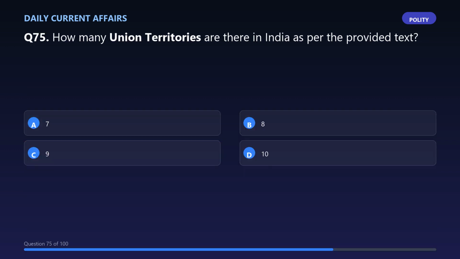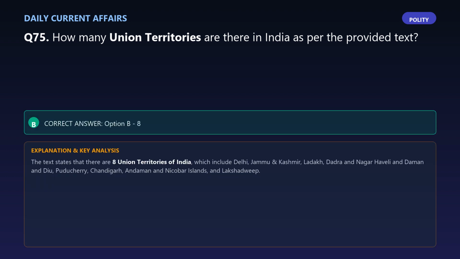Question 75. How many union territories are there in India as per the provided text? The correct answer is option B, 8. Explanation: the text states that there are 8 union territories of India, which include Delhi, Jammu and Kashmir, Ladakh, Dadra and Nagar Haveli and Daman and Diu, Puducherry, Chandigarh, Andaman and Nicobar Islands, and Lakshadweep.